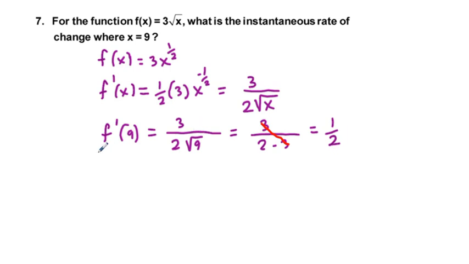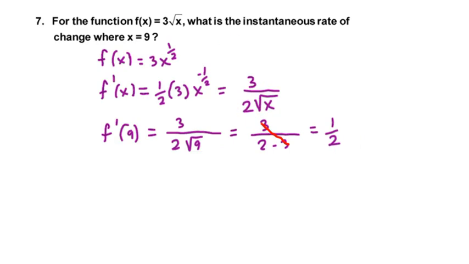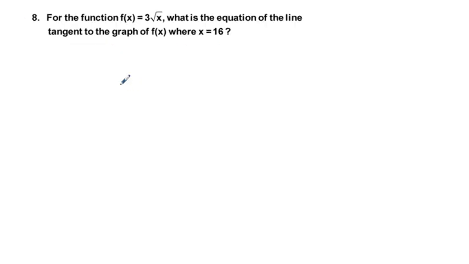This was totally accidental, but it so happens that this instantaneous rate of change where x equals 9 is equal to the average rate of change over the interval from 1 to 25 for the same function. This is what's called the mean value theorem, which we haven't covered yet.